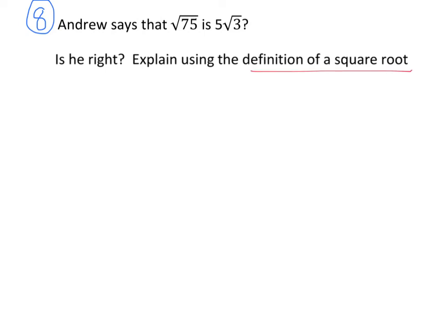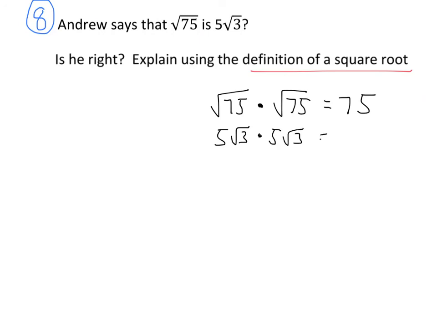According to the definition of a square root, whatever the square root of 75 is, if I multiply that times itself, I should get 75. So if the square root of 75 is 5 radical 3, then 5 radical 3 times 5 radical 3 better be equal to 75. Go ahead and pause the video, and see if you believe this. Do you think this is true or not? Take a little bit of time to think about that, and then unpause and we'll talk about it.